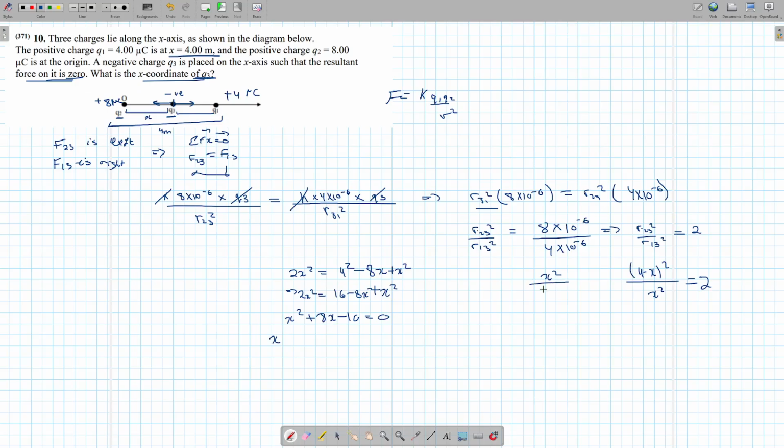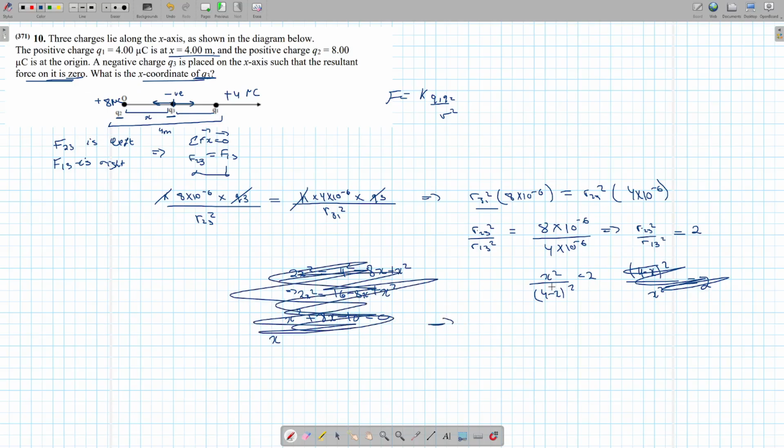So x squared over (4 minus x) squared is equal to 2. And then cross multiplying, you're gonna get 2 into (4 minus x) squared is equal to x squared. So therefore 2 into (16 minus 8x plus x squared) is equal to x squared. So 32 minus 16x plus 2x squared is equal to x squared. And then taking everything to the same side, you're gonna get x squared minus 16x plus 32 is equal to 0. This is minus 16x.